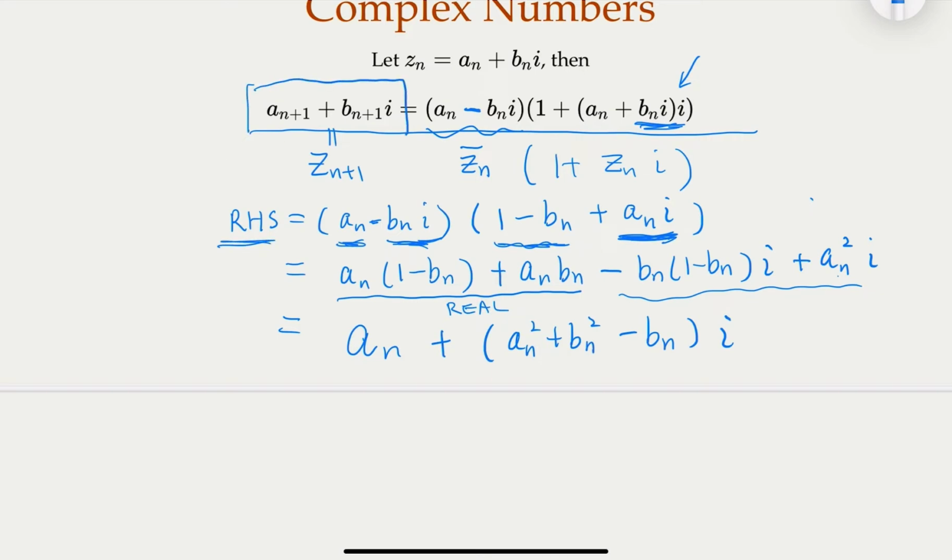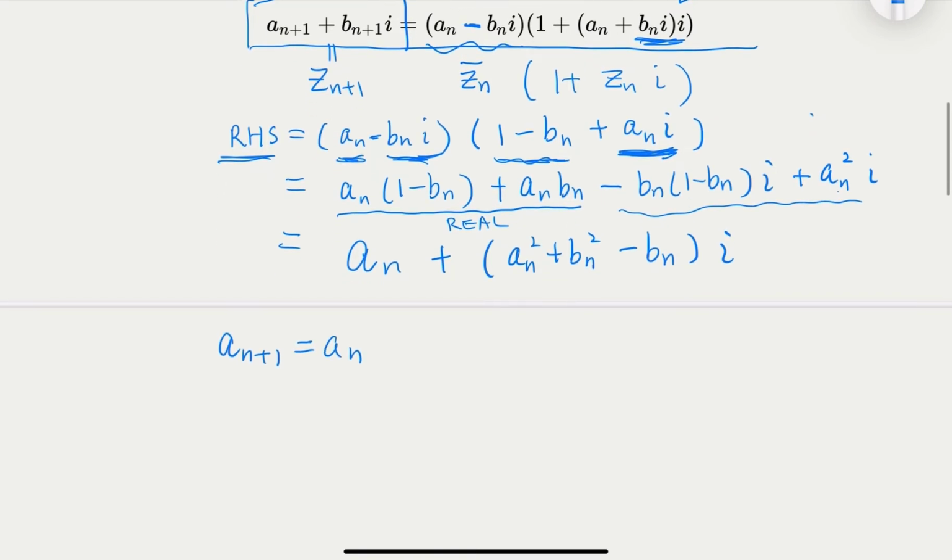When two complex numbers equal each other, the real parts must be equal. Here we know that a_{n+1} and an have to be the same, and then for the imaginary part, b_{n+1} equals an squared plus bn squared minus bn.